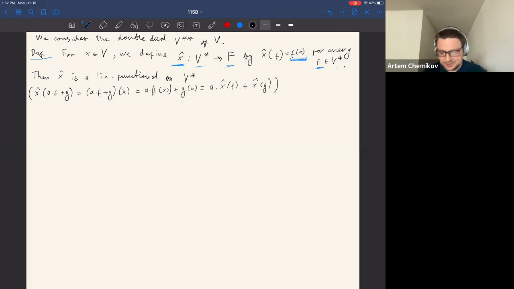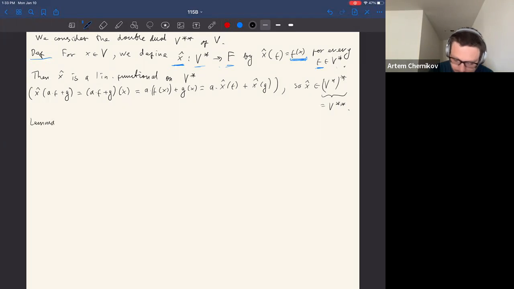And since it's a linear functional on V star, this means that x hat belongs to V star star, which is, remember, by definition the double dual. So we see that for any x in V, we get this element x hat, which is an element of the double dual. So we have this way to produce elements of the double dual from the elements of the space V itself. So now let's understand some properties of this definition.